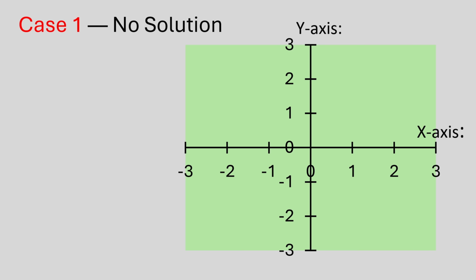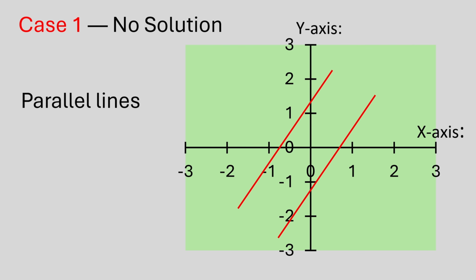Graph explanation. This is a graph example of no solution. So it is like parallel lines when there is no solution.